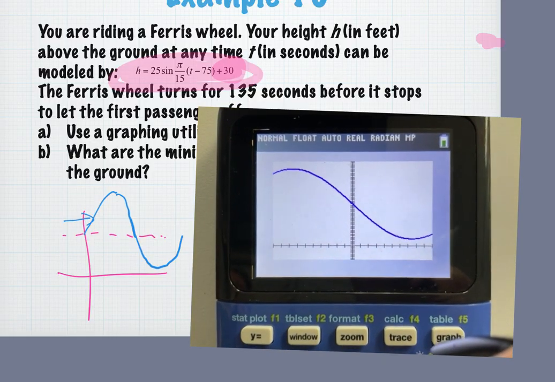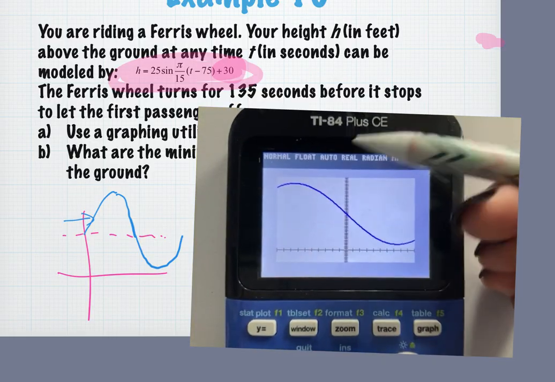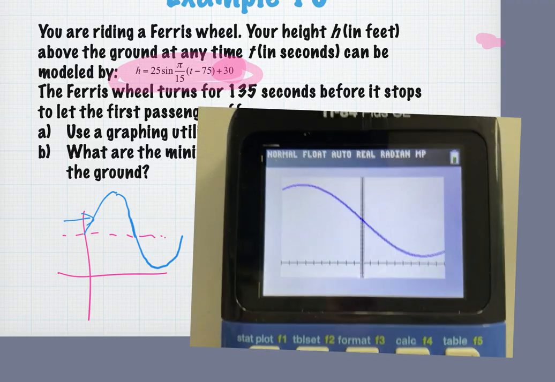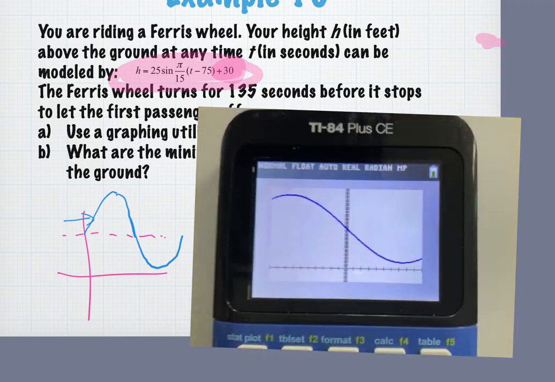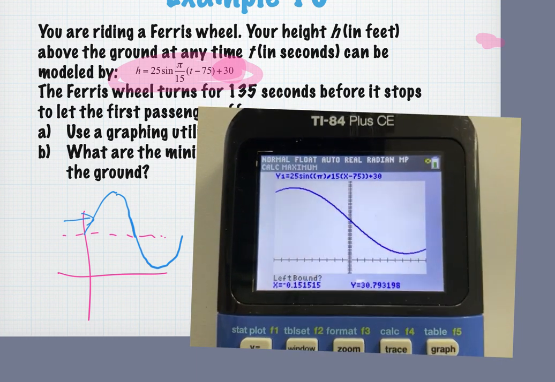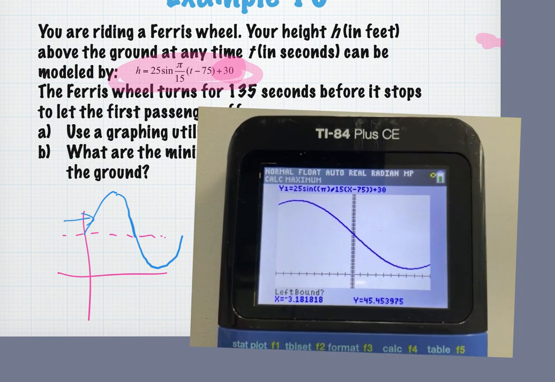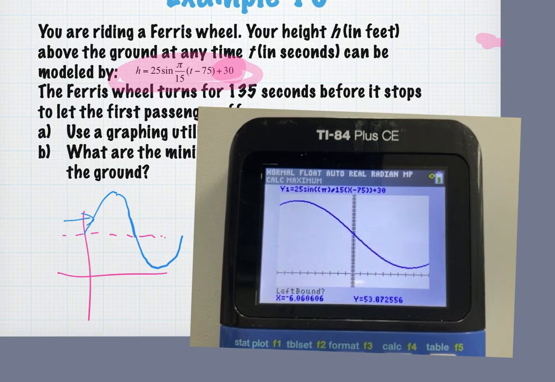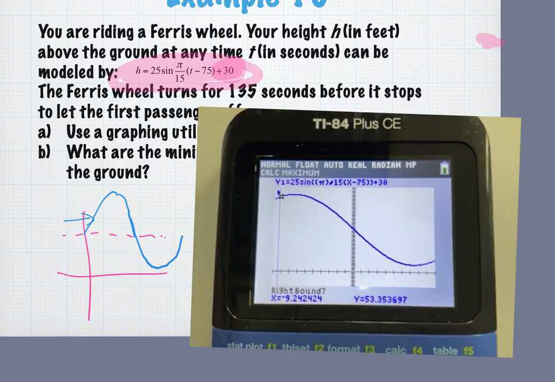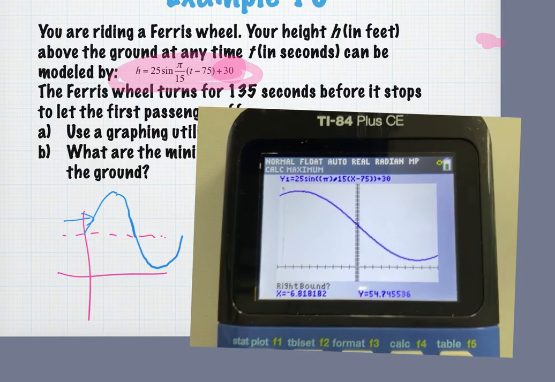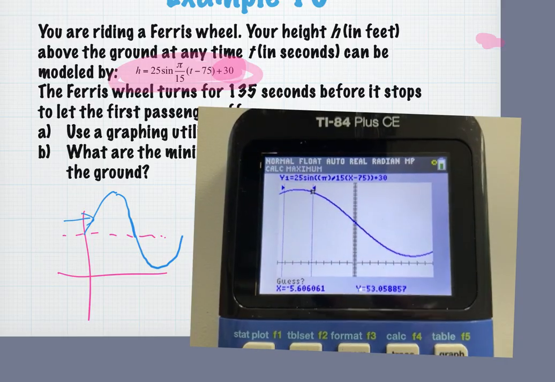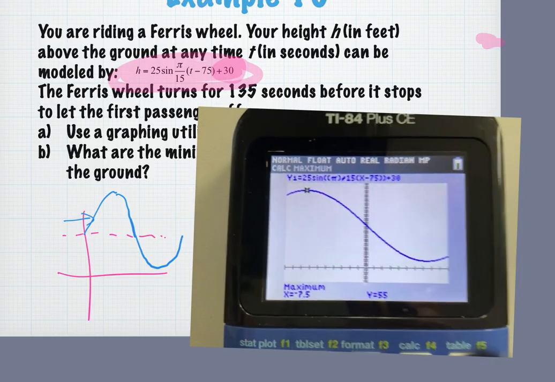The max is going to be at the top of my wave, all the way up here. So if I want to know the max using my graphing utility, I press second, trace, and go to max. I'm going to go left of the maximum, so I'm going way past it to the left. Then I'm going right of my maximum, and I'm going to hit enter so it can guess. And it tells you what your max is.